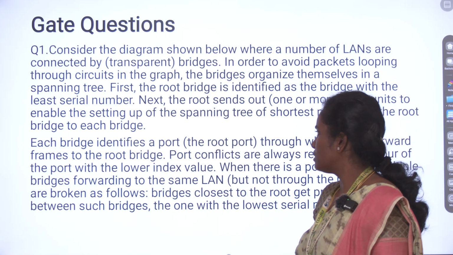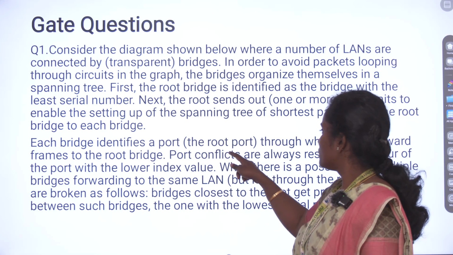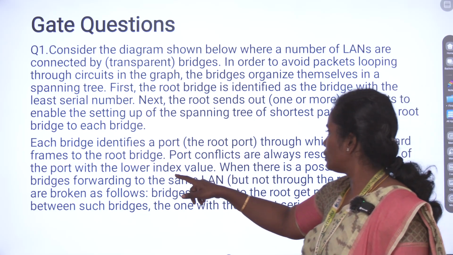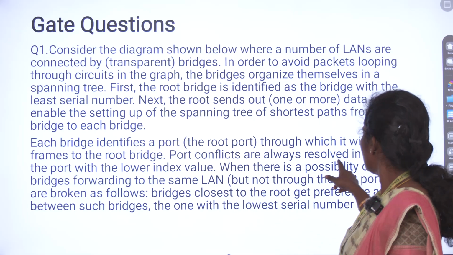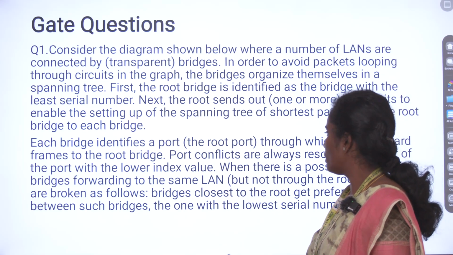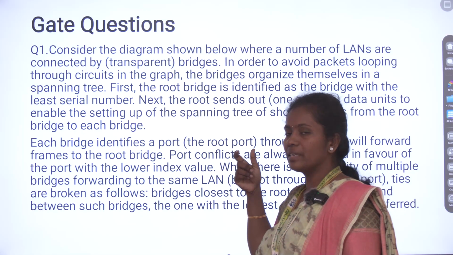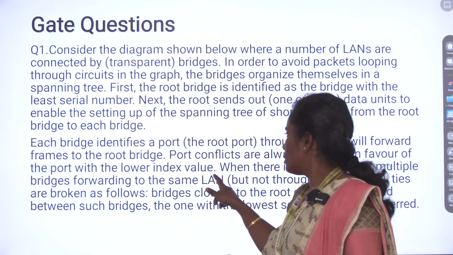Each bridge identifies a port, the root port, which we calculate in step 2, through which it will forward the frames to the root. Port conflicts are always resolved in favor of the port with the lower index values. Lower index values, we will take in B1, whichever contains the lower value. We take that as the lower index value.